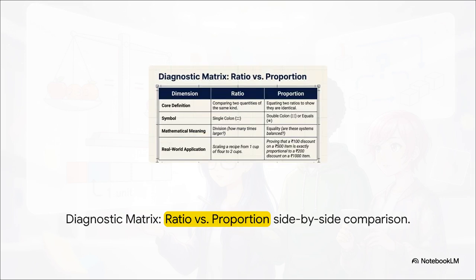Okay, let's just do a quick diagnostic recap before we move into the home stretch. A ratio is all about comparing two quantities of the exact same kind using division. It's finding out how many times larger one thing is than the other, and we use a single colon to show it. A proportion, on the other hand, is all about equality. It equates two different ratios to show they are identical under the surface, usually using a double colon or an equal sign. It fundamentally proves that the scaling happening in one scenario perfectly matches the scaling happening in another.